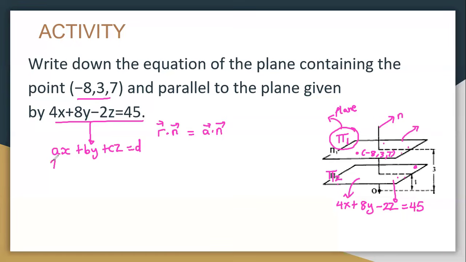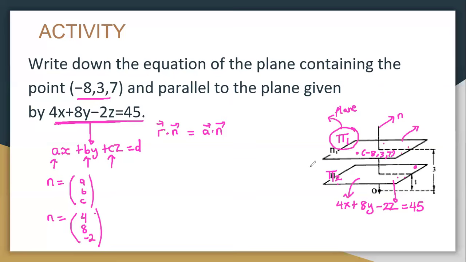What you have as your A, what you have as your B, what you have as your C are what forms the plane's normal. So that means that our normal is always given by A, B, and C. So merely looking at this plane that we have been given, we extract the coefficients, and the normal is going to be 4, 8, and then negative 2. So that is our normal.